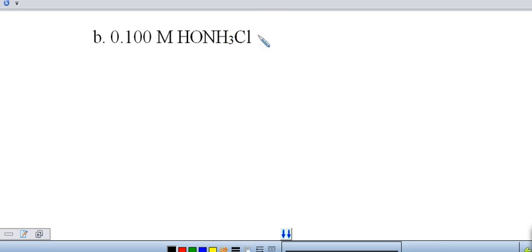And so the first part of this is the salt breaking up, and we know if we take this and break it up 100%, I'm going to get HONH3 plus and Cl minus. And this HONH3 plus is exactly what I had in the previous problem. And so that is the conjugate acid of the weak base that I had in the previous problem. So I'm going to write this reaction as an acid problem.